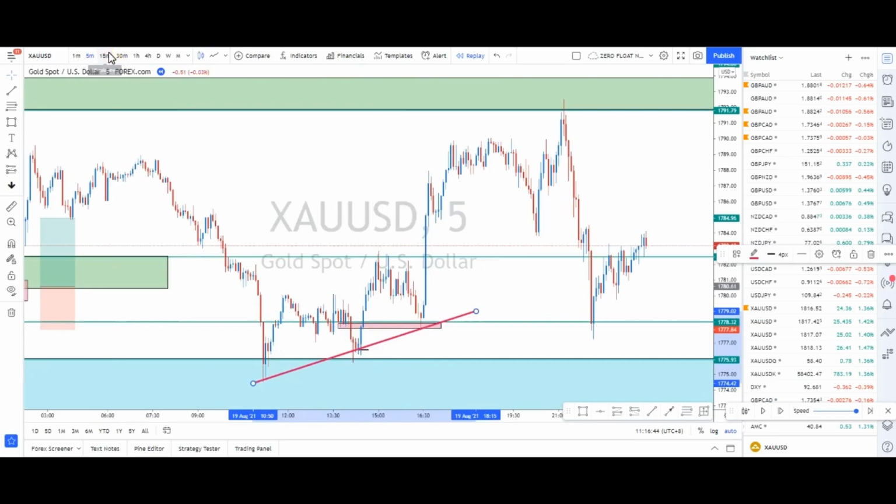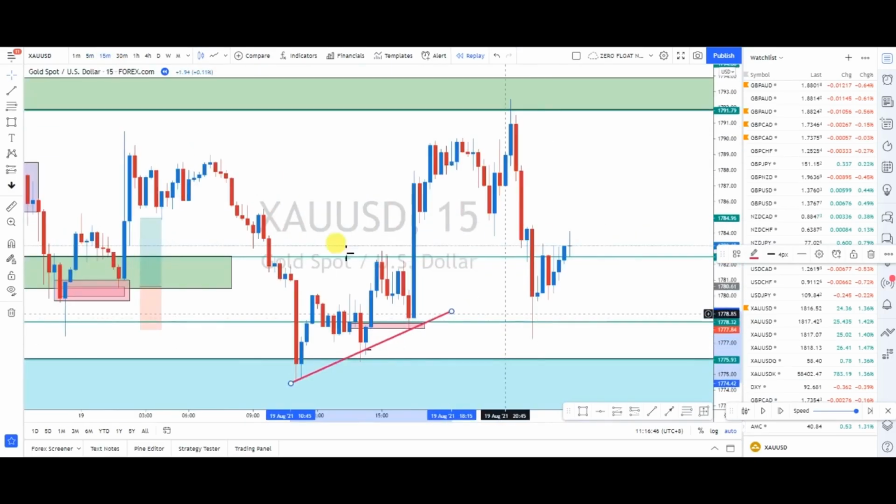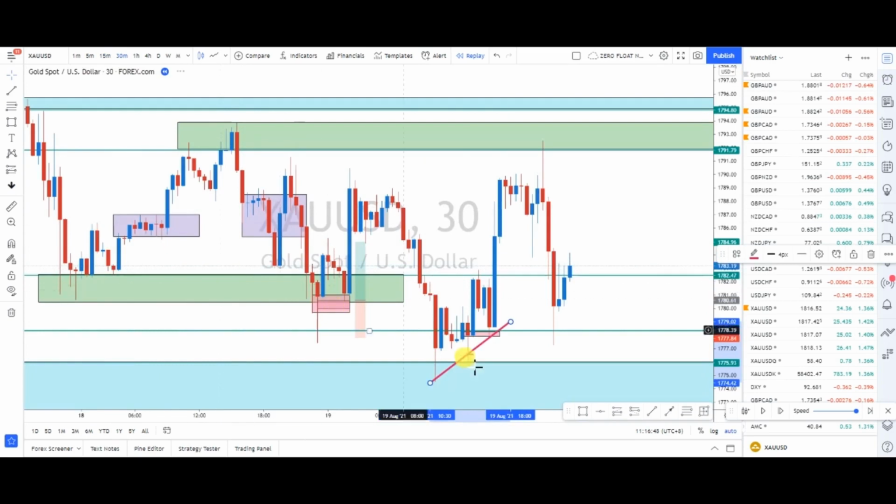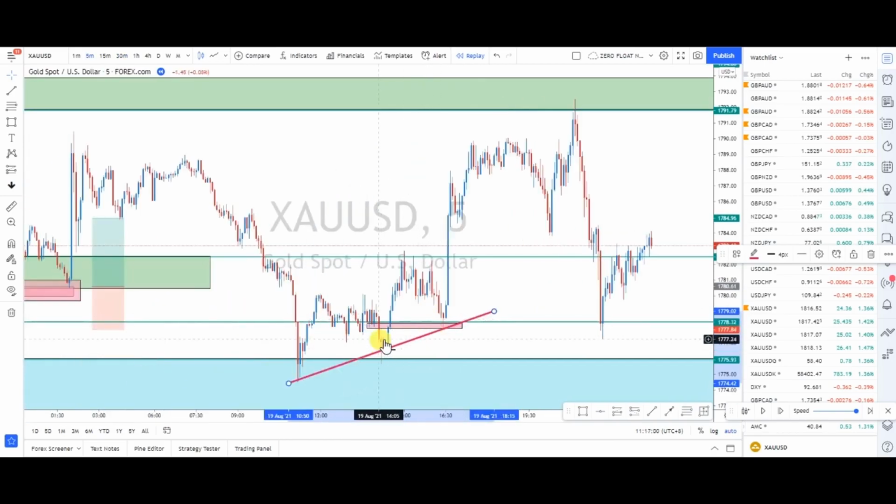So do we have any good confirmation? Let's go to the higher time frame. Let's go to the M30 time frame. Yes, on M30 we have the bullish engulfing. So guys, even though we missed the opportunity to trade here on the M1, however, we can trade on the M5 time frame with the QMC setup.